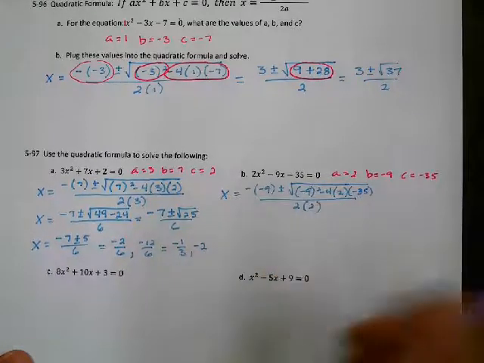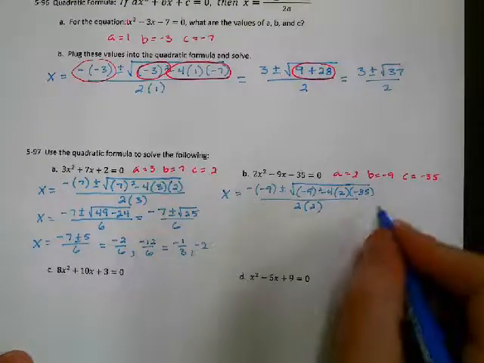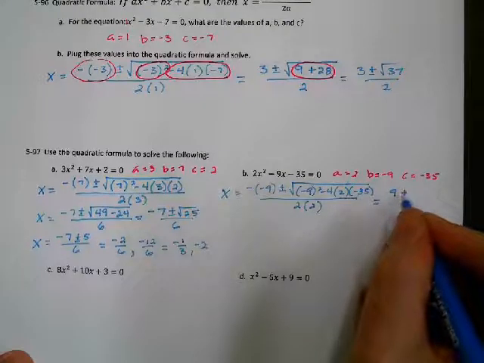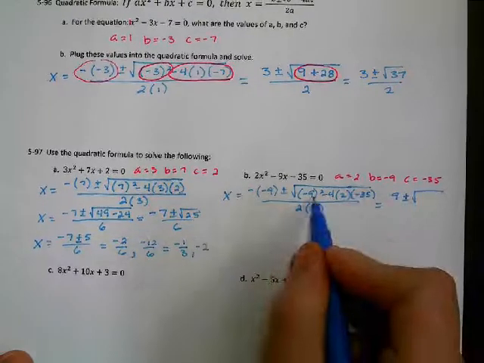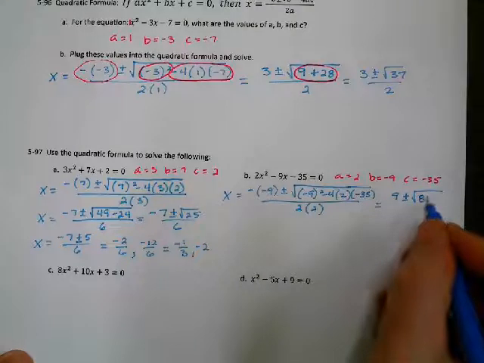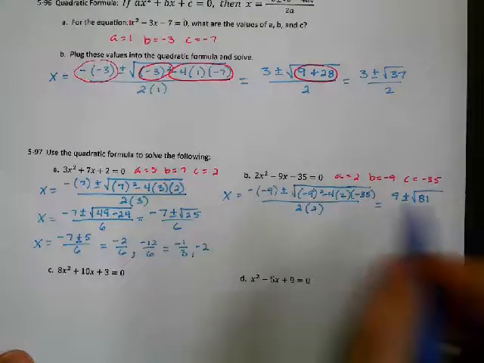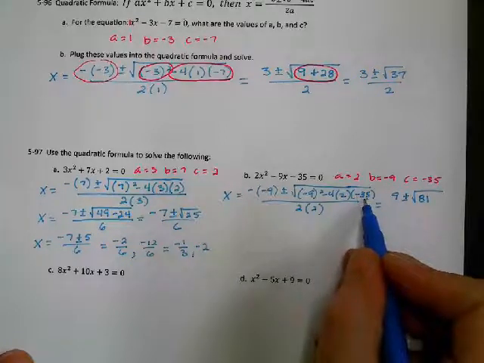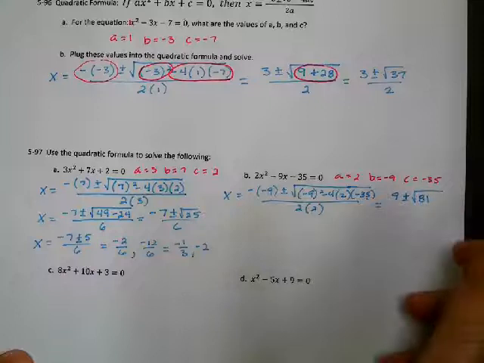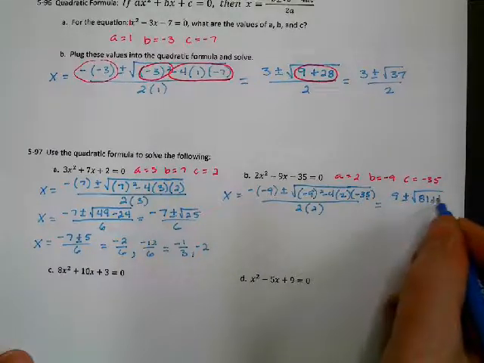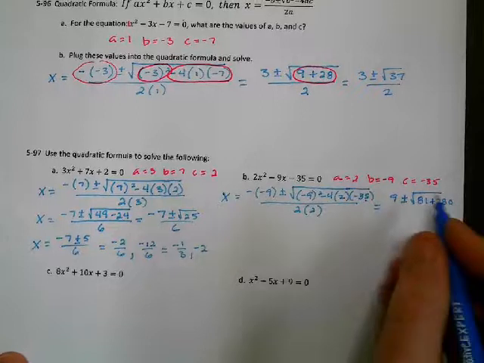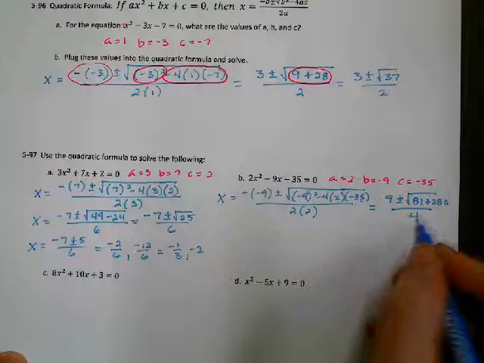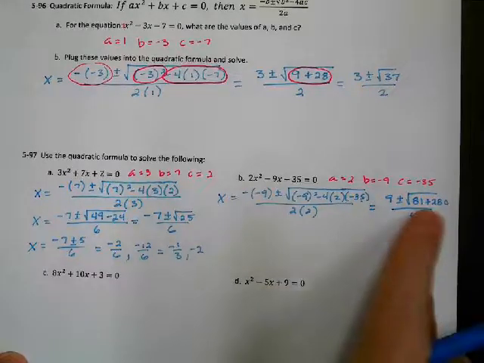Okay, now we clean up our 4 spots. Clean up here first. That's +9. Next, -9 squared is +81. It's always going to be positive right there. 2 times -35, that's -70. And -70 times -4 is +280. That's brutal. All over 4, 2 times 2.